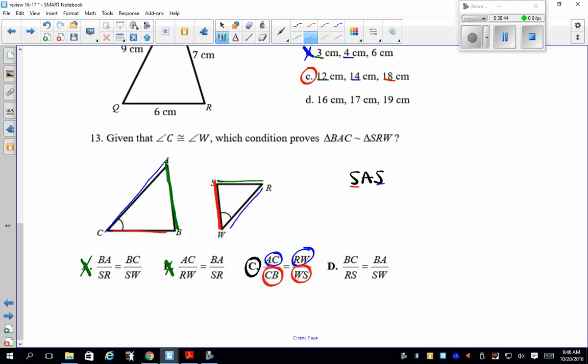D says BC, which is the red side, over RS, which is the green side. I don't want to use the green side. Okay, and then BA is the green side and SW is the red side. So this actually doesn't work for another reason, which is that the proportion is not equal, right? If you have red on the top of one, the red has to be on the top of the other, so D does not work.